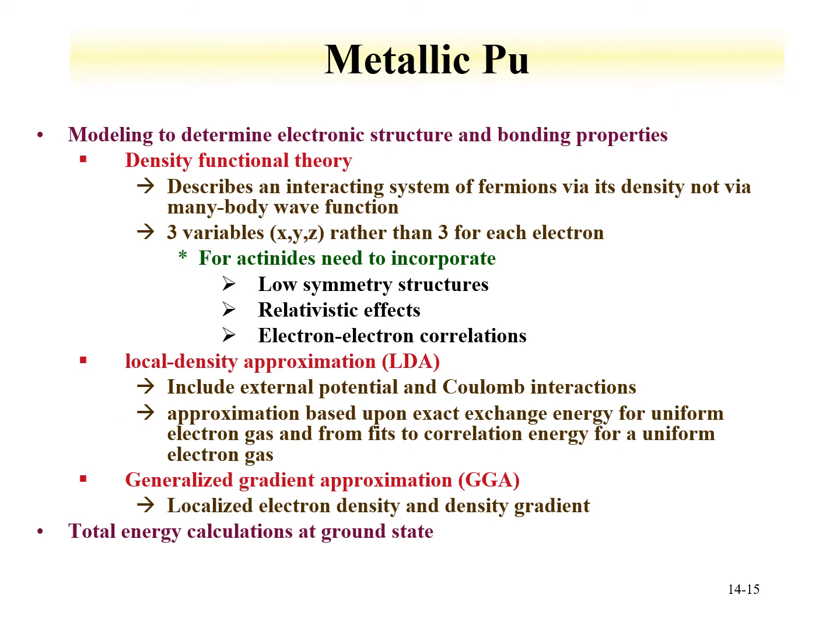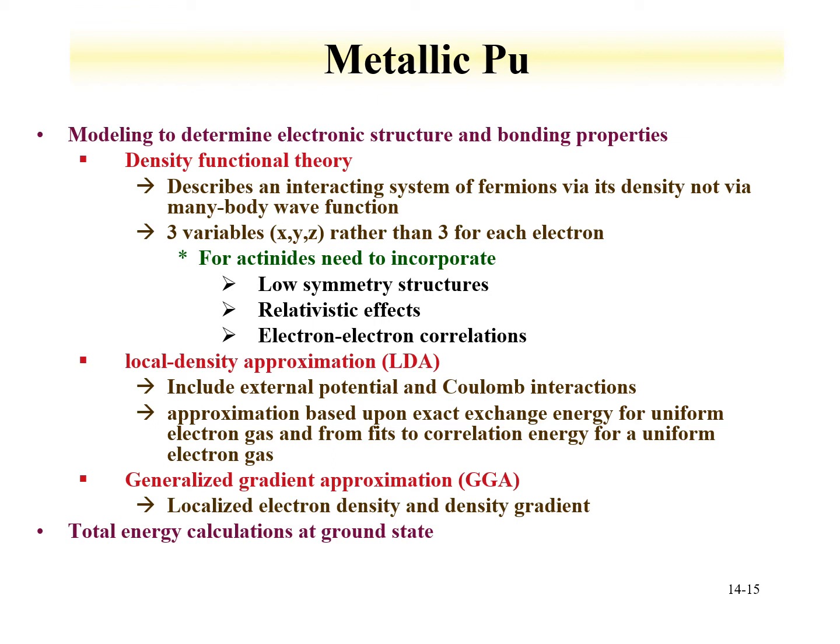Some of the methods for understanding and modeling plutonium metal are briefly described here. Density functional theory has been used. For the actinides, one needs to include low symmetry structures, relativistic effects, and electron-electron correlations. Local density approximations have also been used, and these include some potentials and Coulomb interactions. And then there's a generalized gradient approximation.